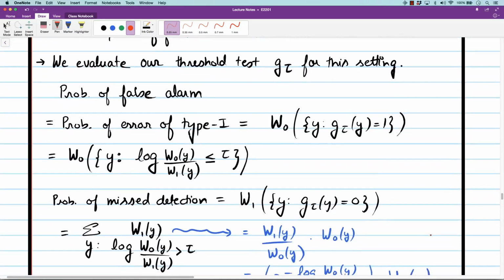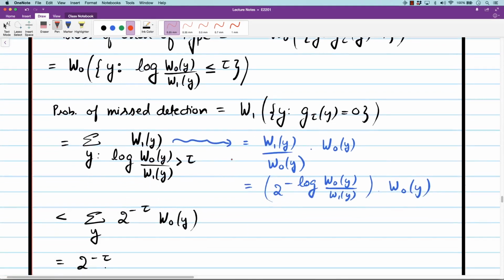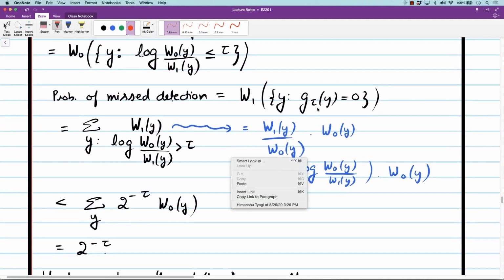Alright, so let's evaluate the threshold test G_tau that we defined earlier, the threshold test on log likelihood ratio, for this setting. What is the probability of false alarm? If you substitute for G_tau(y) as the log likelihood ratio test, it will declare 1 if this log likelihood ratio is small. So probability of error of type 1, the false alarm probability, is probability under W0 of those y's for which log of W0 by W1 is less than or equal to tau. Similarly, probability of misdetection is W1 of those y's for which log of W0 by W1 is greater than tau.